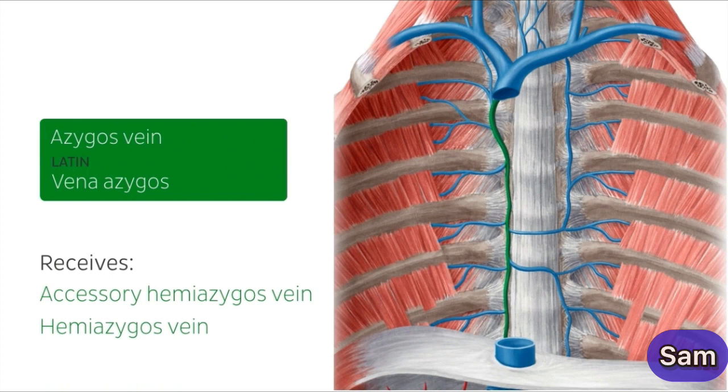The azygos vein arises from the posterior aspect of the inferior vena cava at the level of the renal veins and ascends in the posterior mediastinum to the right of the vertebral column, eventually draining into the superior vena cava just before it pierces the pericardium. We can see it running along the passage we just described here, so rising inferiorly to run along lateral to the vertebral column.